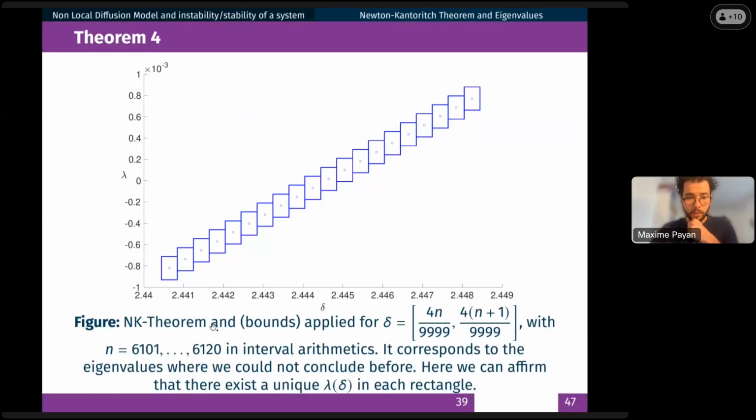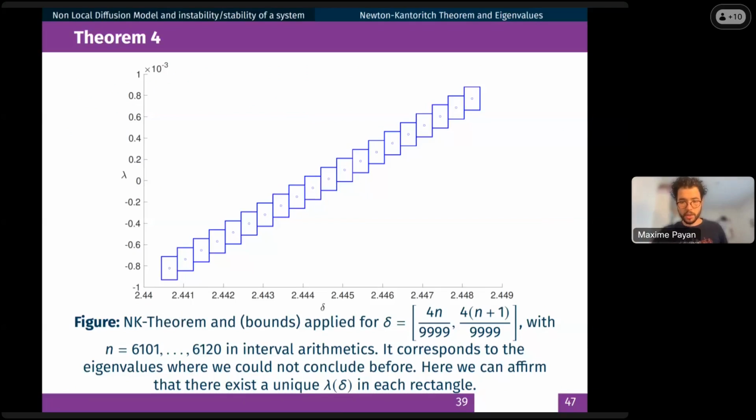And here we affirm that for any box, any rectangle, there exists a unique eigenvalue near the center of it. And thanks to the preceding theorem, we know that it is isolated. So in each box, there is a unique eigenvalue, for each delta. But it's not conclusive for these three rectangles in the center, because 0 crosses these three rectangles. So there is another problem.